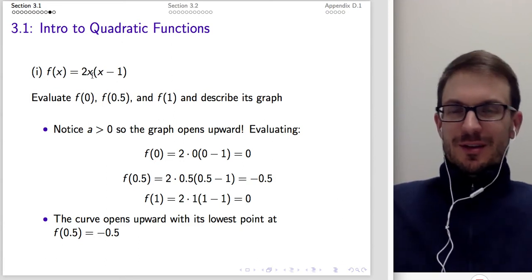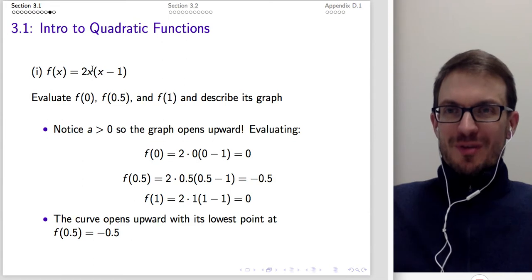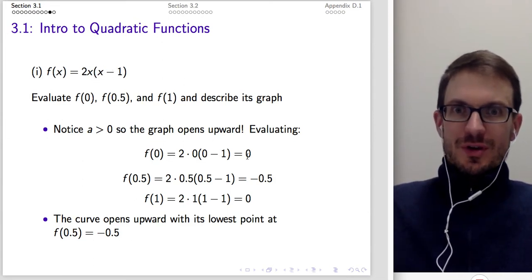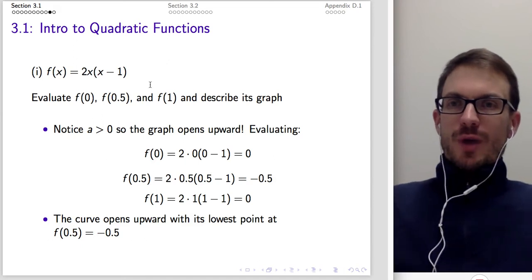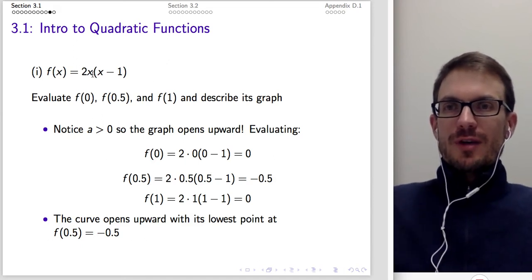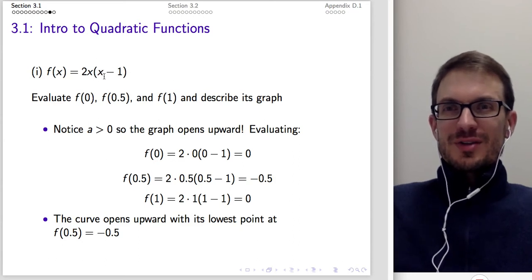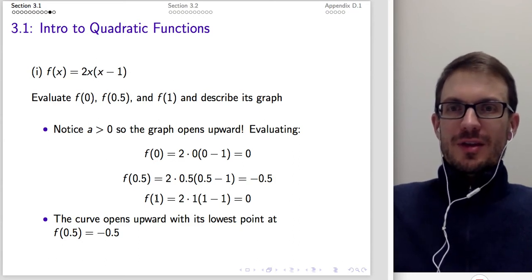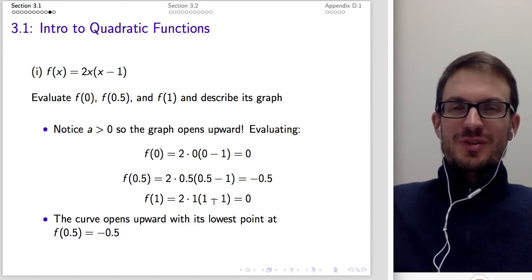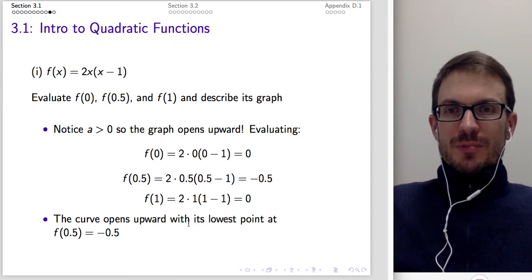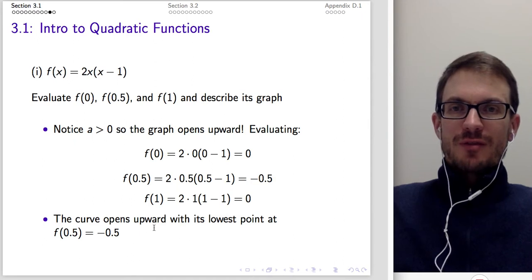Okay, so if we evaluate, just plug in 0 for x. By the zero product property, since you have a product, two things multiplied by each other, and this one's 0, we know f of 0 is 0, so that's not a surprise. For f of 1/2, you can plug in 1/2. 2 times 1/2 is 1. x minus 1 is minus 1/2, right? And then you can do the same thing with 1. 1 minus 1 is 0. So this particular curve opens upward with its lowest point at f of 1/2, at minus 1/2.